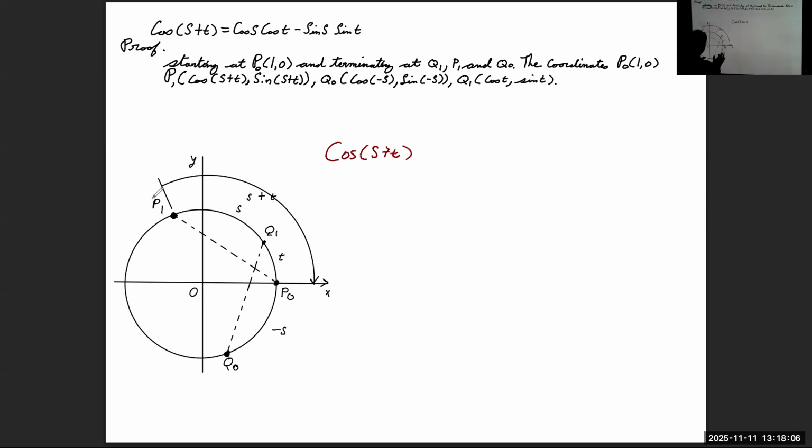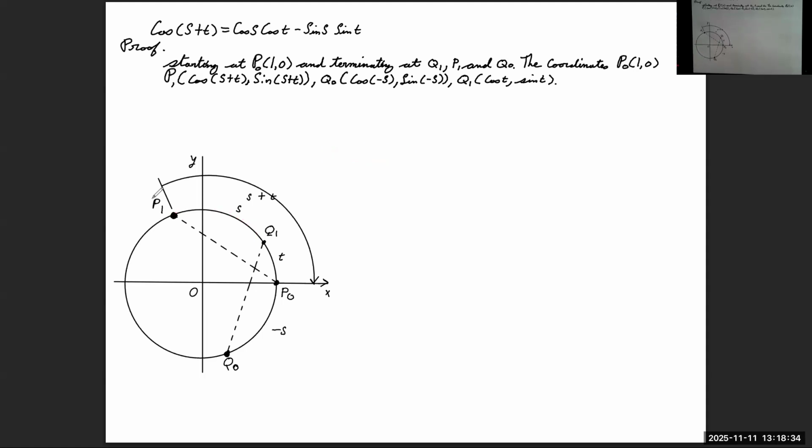So we're setting this up where you see from Q1, the angle plus S right here gets you to P1. So here is that angle plus S. That gives you P1. Or you could go P naught would be S plus T. That's the idea. All right, so that's what we're looking at here.